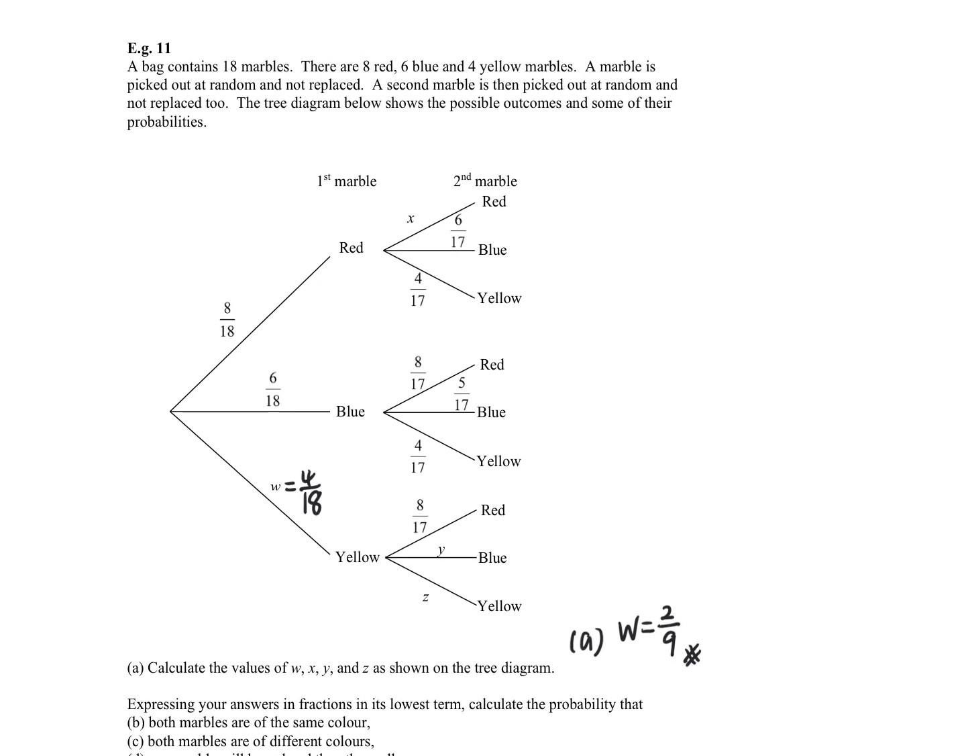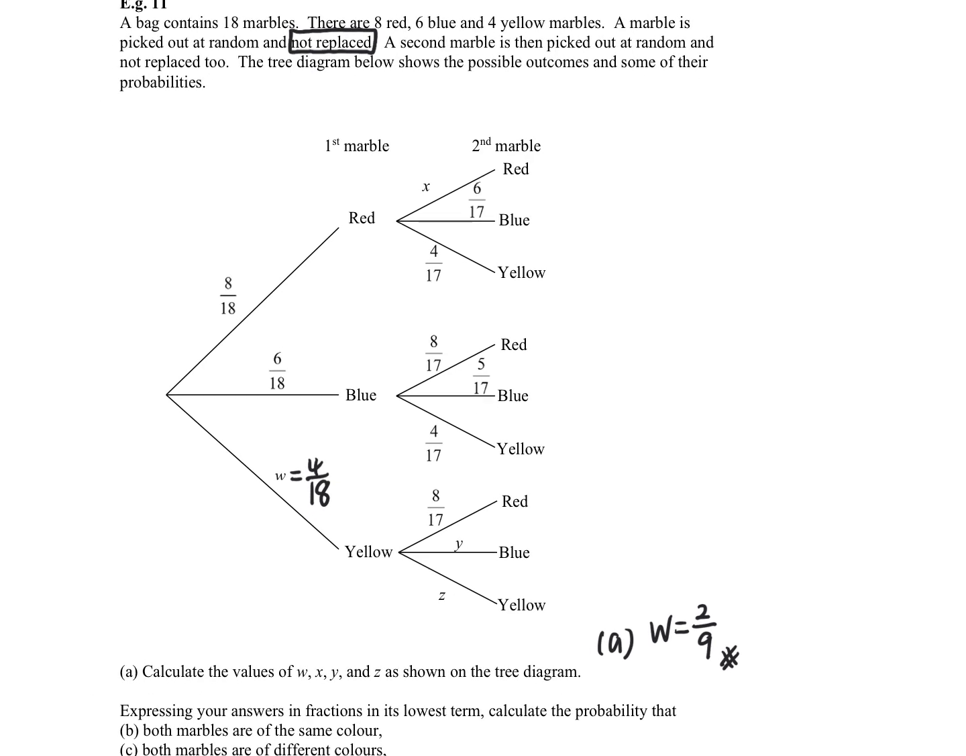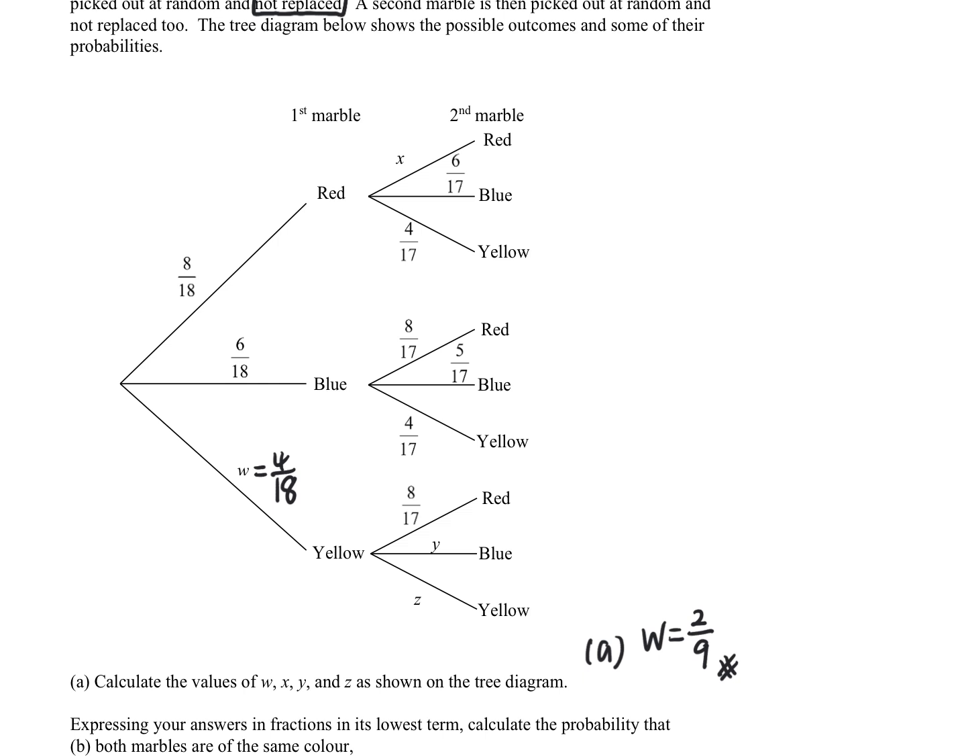Okay, next one is if I pick out my first marble, they say I don't want to replace it anymore. That means it's gone. So if I take my first one out to be red, then for my second marble, I only have 17 to choose from. From the 8 red that I have, I pick out 1 red already, so I'm only left with 7 red. So X is 7 out of 17.